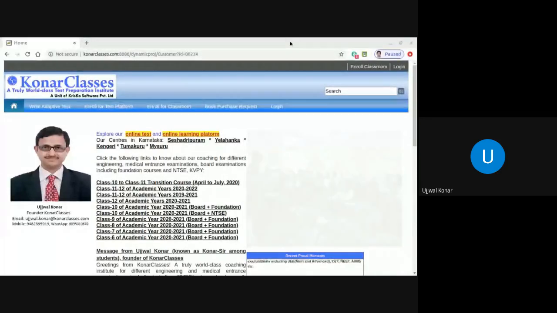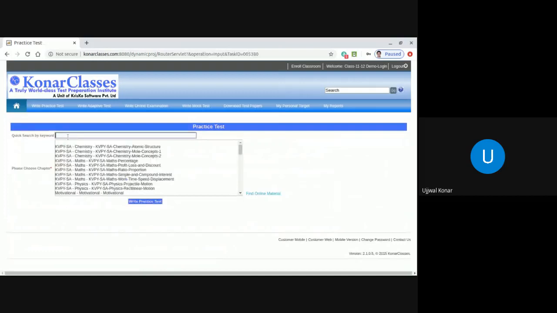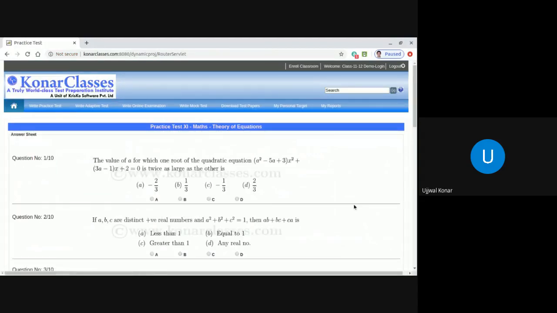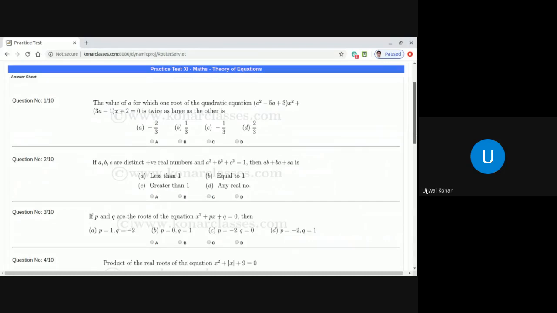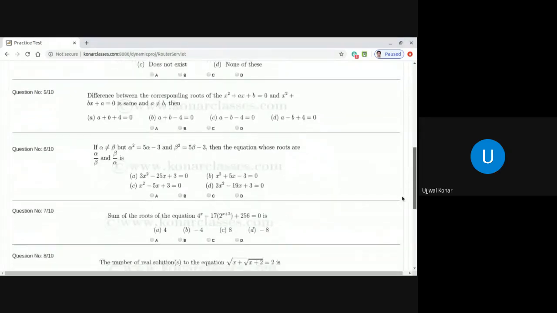Suppose you learn this, you solve a couple of problems on your own, and after that you just need to go to this website, www.konarclasses.com, and you see how efficiently you can appear for a test. Log in, give your login and password. Done. Go to the right, practice test. Just write theory here. You see, theory of equations came. Practice test. Within a few seconds, we land up with these great quality questions. Start solving these questions. The moment you submit, you get your answers, then they are discussed with us, and you see how the knowledge is getting very rock solid over a period of time.